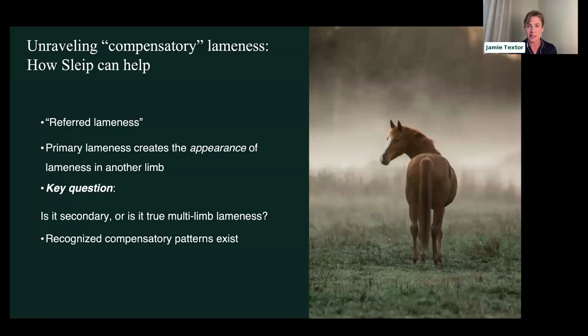So we know that recognized compensatory patterns do exist. Now, they are patterns. They are not laws. They are not 100% of the time. Horses do what they want, as we know.